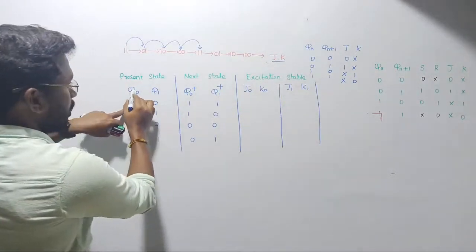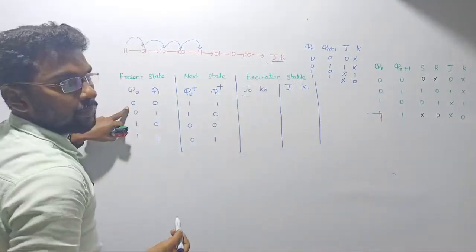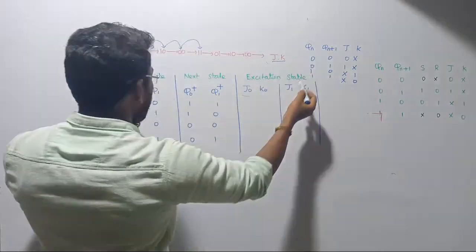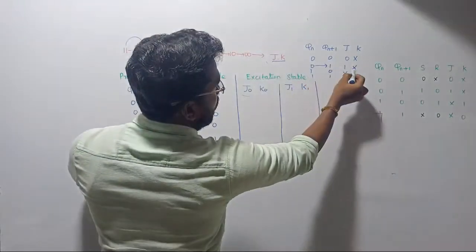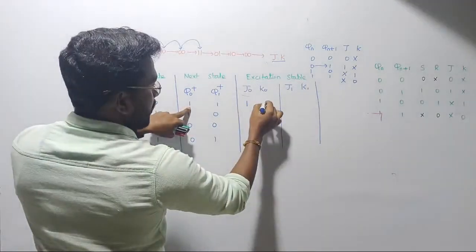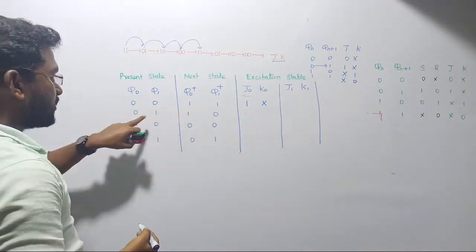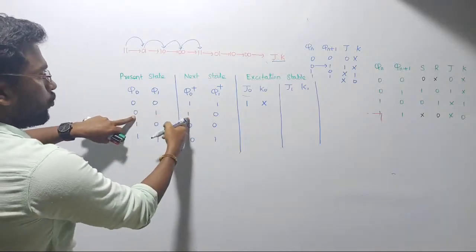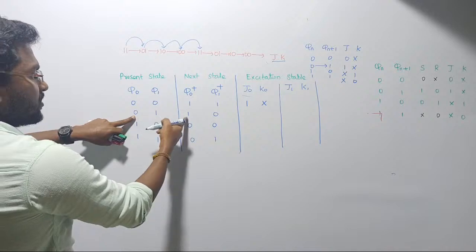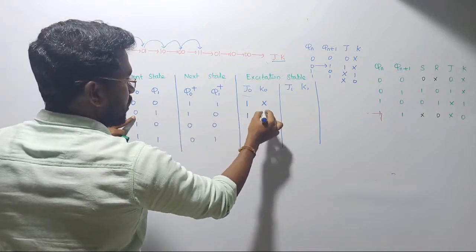If present state Q0 to Q0, I am writing the excitation table for JK flip-flop, right? Present state is 0, next state will become 1. For 0 to 1, its corresponding values are going to be, right? Possible inputs are 1x. Present state is 0, next state will become 1 again, then its possible values are 1x.